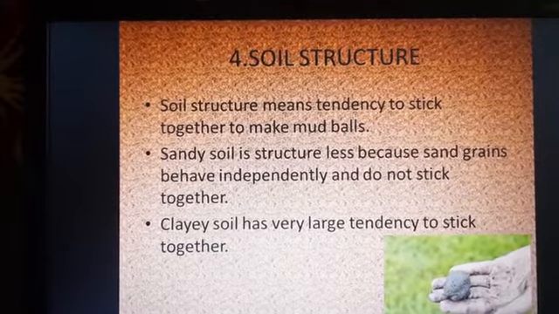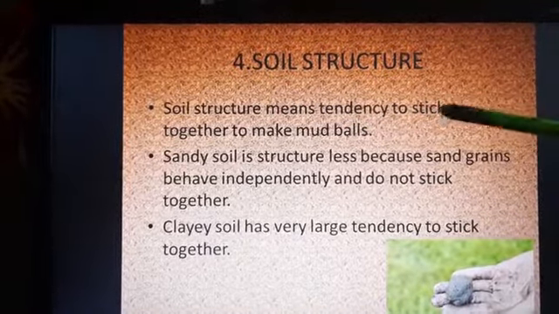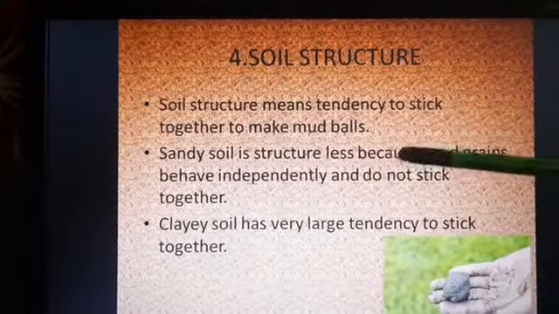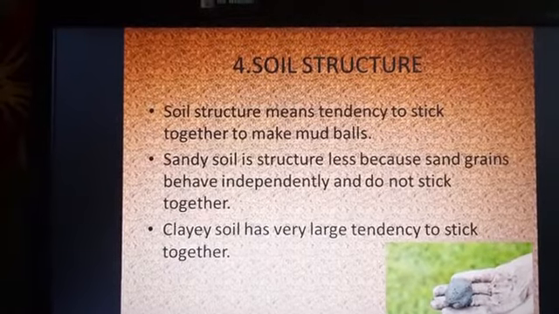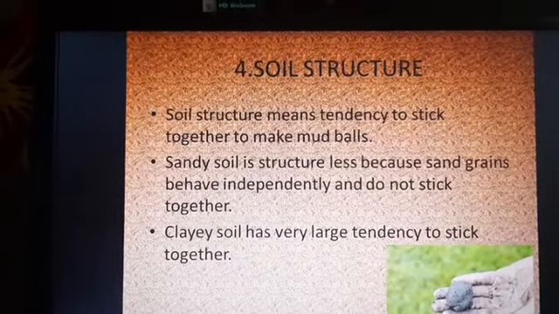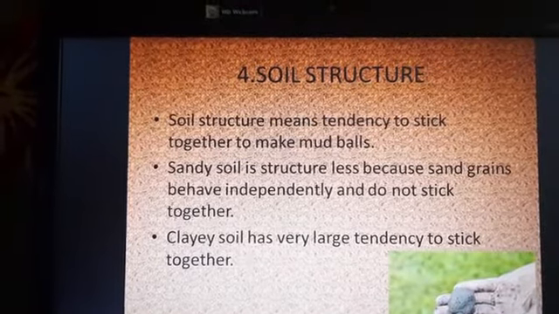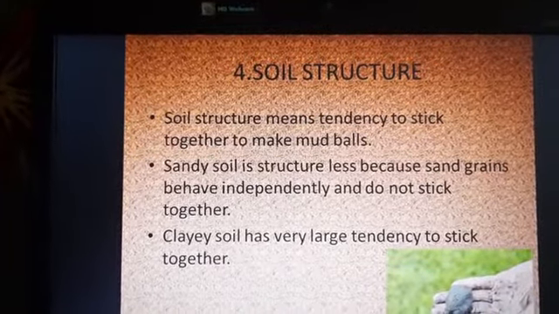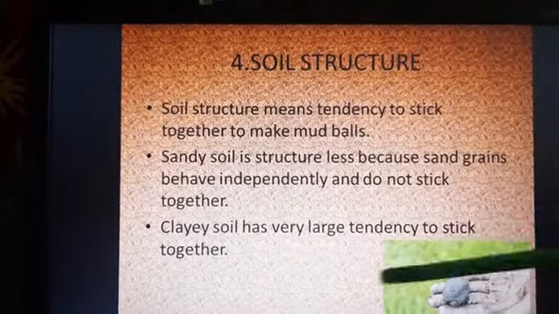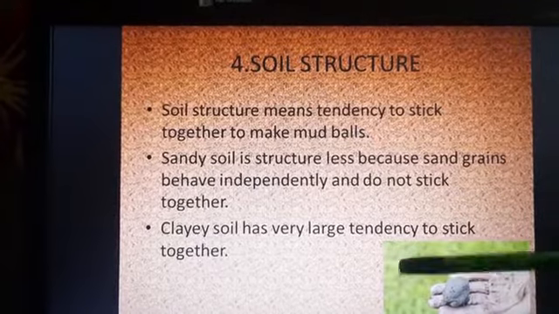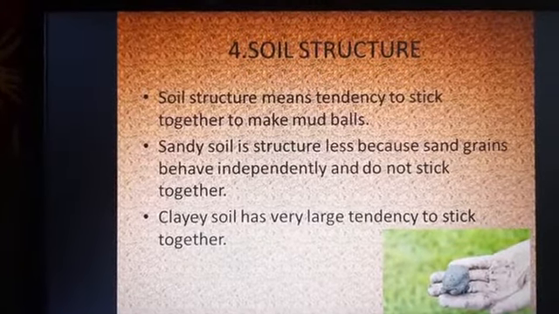It is called the sticking ability of the soil. Soil structure means the tendency to stick together to make mud balls. It is really difficult to make sand balls because sand particles are much bigger in size and do not stick together. But clay soil has a very large tendency to stick together, so it is very easy to make mud balls of clay soil. So you can apply this in your daily life very easily, right?